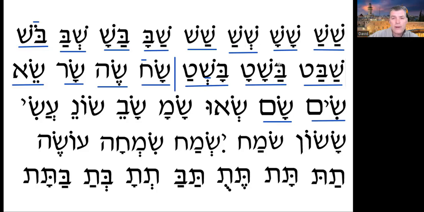We definitely want to be training our eye to differentiate the Shin from the Sin. They are two different letters. They are pronounced differently, though they look very similar. All right, next word.